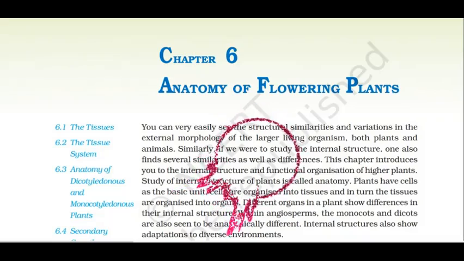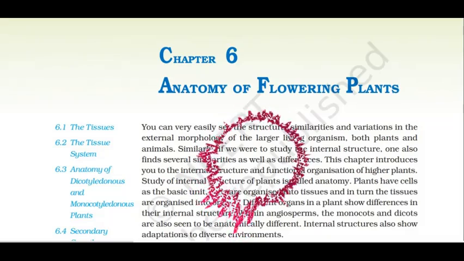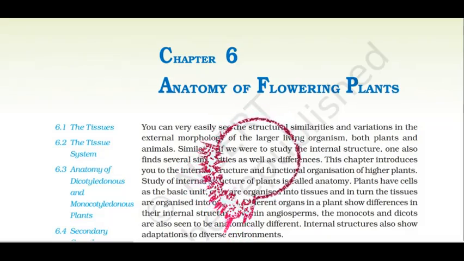Now let us study about secondary growth. The growth of the roots and stems in length with the help of apical meristem is called primary growth. Apart from the primary growth, most dicot plants exhibit increase in girth. This increase is called secondary growth. The tissues involved in secondary growth are two lateral meristems: vascular cambium and cork cambium.